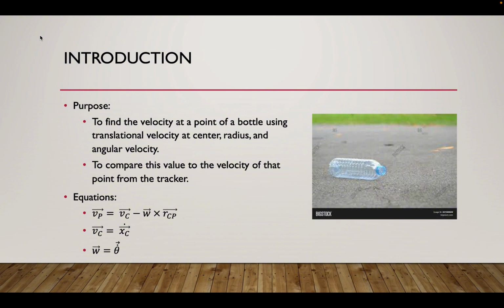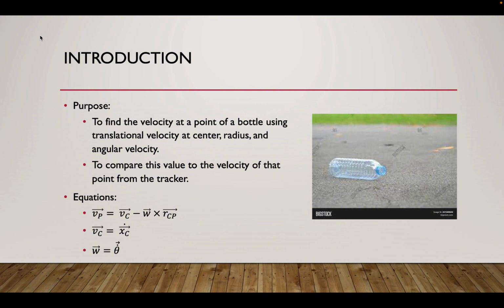So, introduction. The purpose of this is that we're trying to find the velocity at a point of a water bottle that's not at the center, using the translational velocity at the center of mass, the radius, and the angular velocity. We're also trying to compare this value to the velocity of that point from the tracker. So we're just going to see what the velocity is in the tracker at that point.